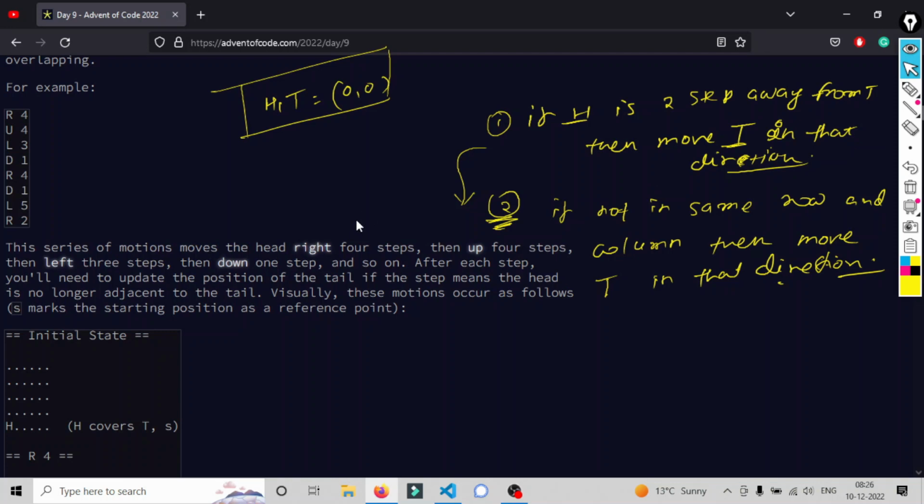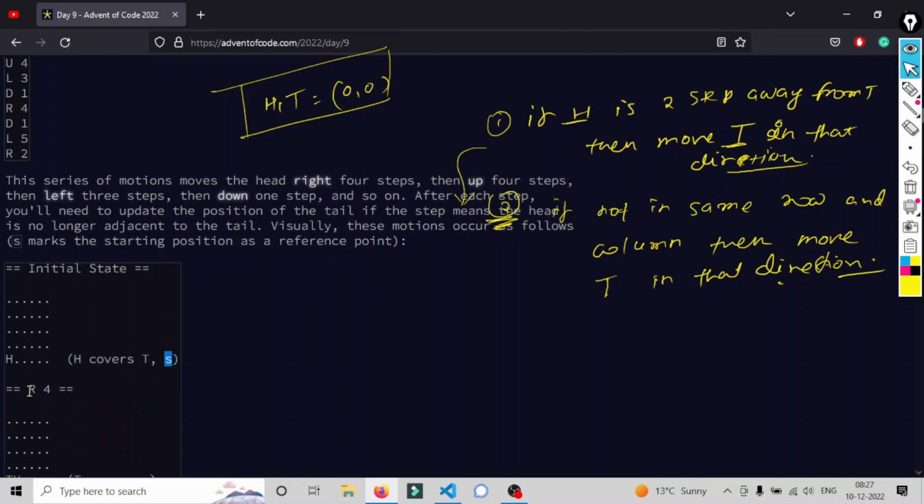Okay, now moving to the problem. So here it is saying R4 means move head by 4 units in the right direction. Here if you see, head and tail are at the same position, and head is covering tail, and S denotes the starting position. It is just marking the starting position of head and tail.